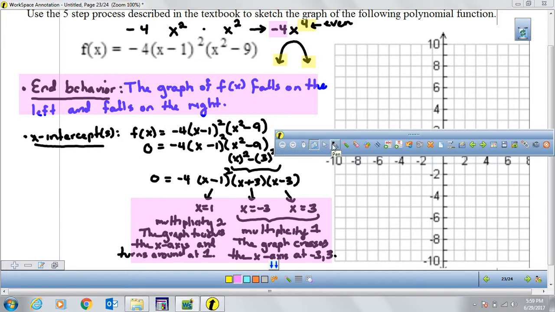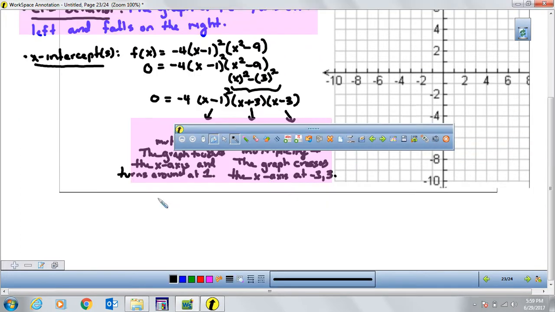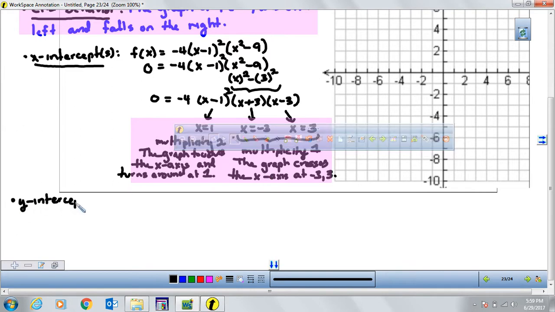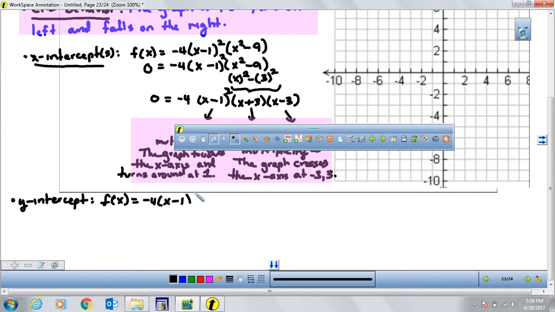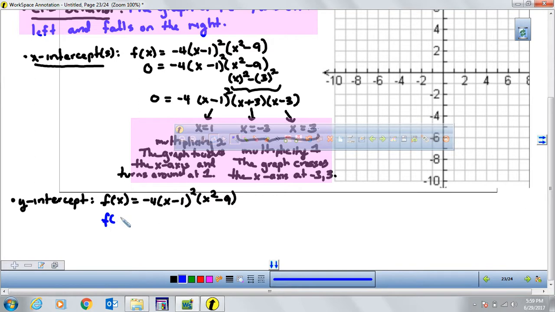Next, we are going to find the y-intercept. To find the y-intercept, we go to the function f(x) equals negative 4 times (x minus 1) squared times (x squared minus 9). What we have to do to find the y-intercept is replace every x with a 0. So, negative 4 times (0 minus 1) squared, and in another parenthesis, 0 squared minus 9.